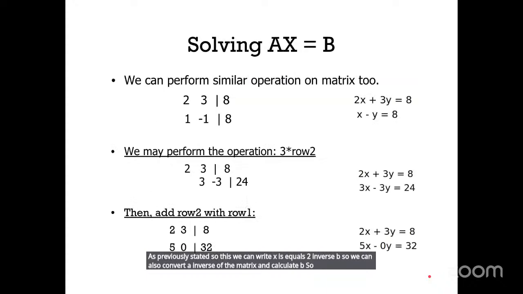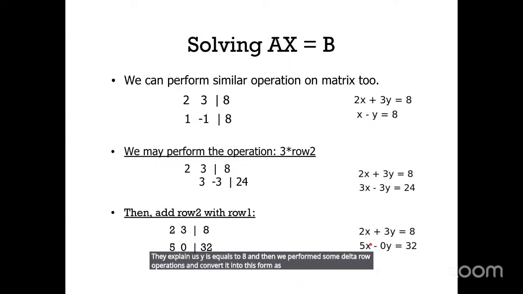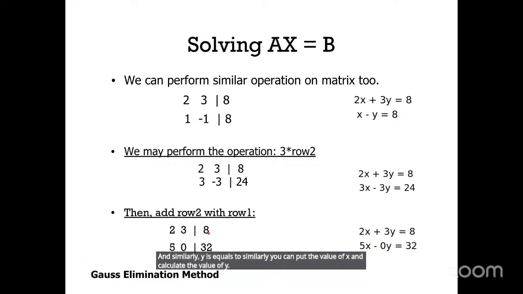So we had this equation for a while, that we can convert linear equations into a matrix form, where 2, 3 are the values from the equations. 2x plus 3y is equal to 8, x minus y is equal to 8, and then we performed some row operations and converted into this form, as we were doing in our high school math. And eventually, once we have this form, we can directly calculate the value of x. x is equal to 32 by 5, and similarly you can put the value of x and calculate the value of y. So this method is called the Gauss elimination method.